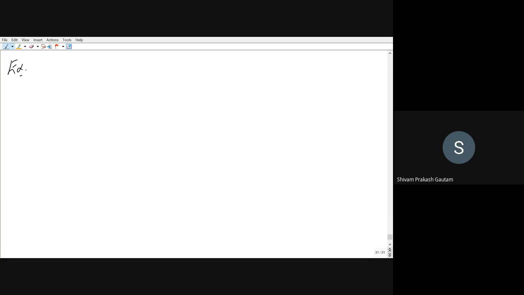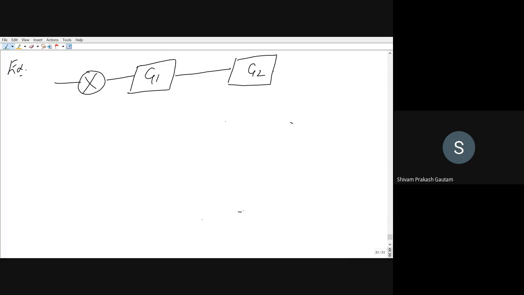So the next problem is we are having an input going to a summer. The output is going to a block of transfer function G1. This is again going to a block of transfer function G2. This is our output. There is one takeoff point from this point. It's going downward to a block having transfer function G3. This is going again to a summing point like this.